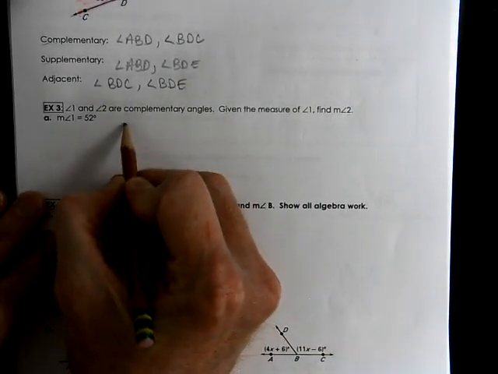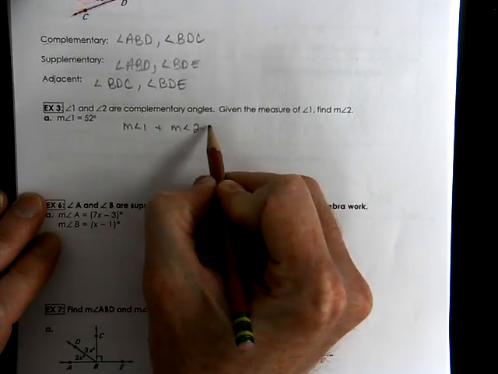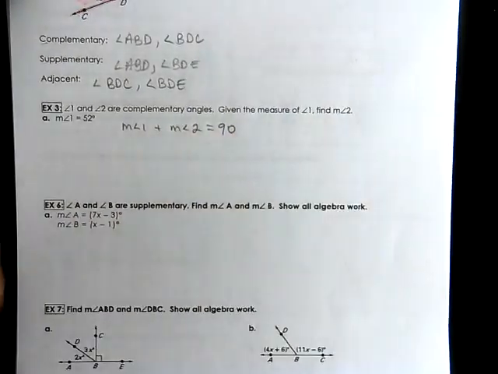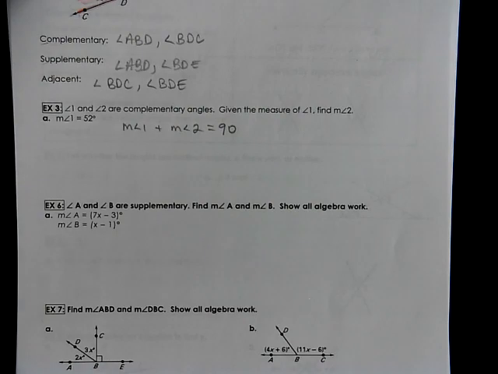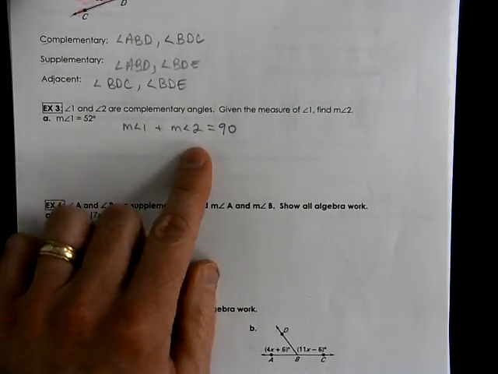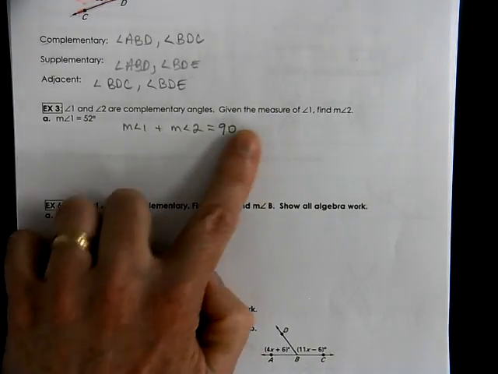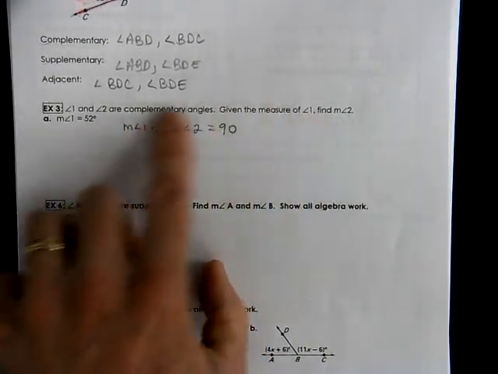So we would want to start out with the measurement of angle 1 plus the measurement of angle 2 adds up to 90 degrees. What allowed us to write that? How do I know their sum is 90? Nothing in here says that their sum is 90.